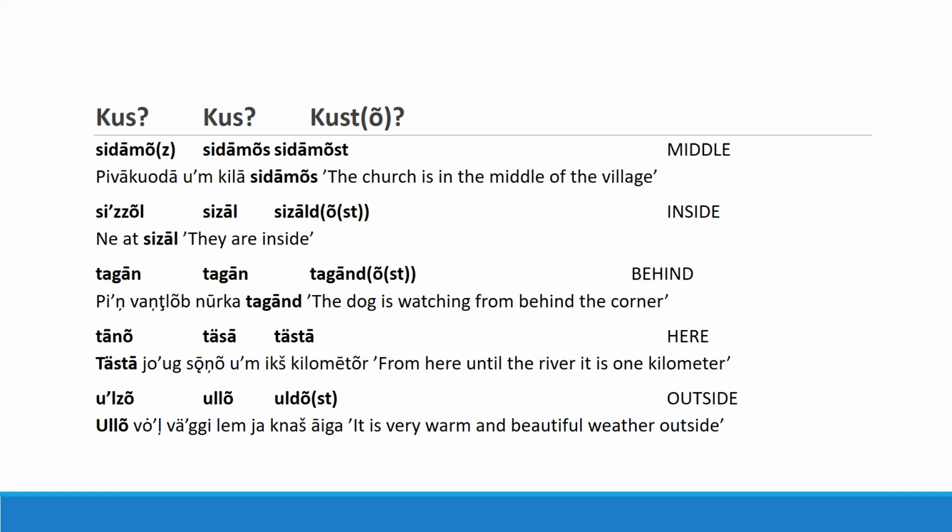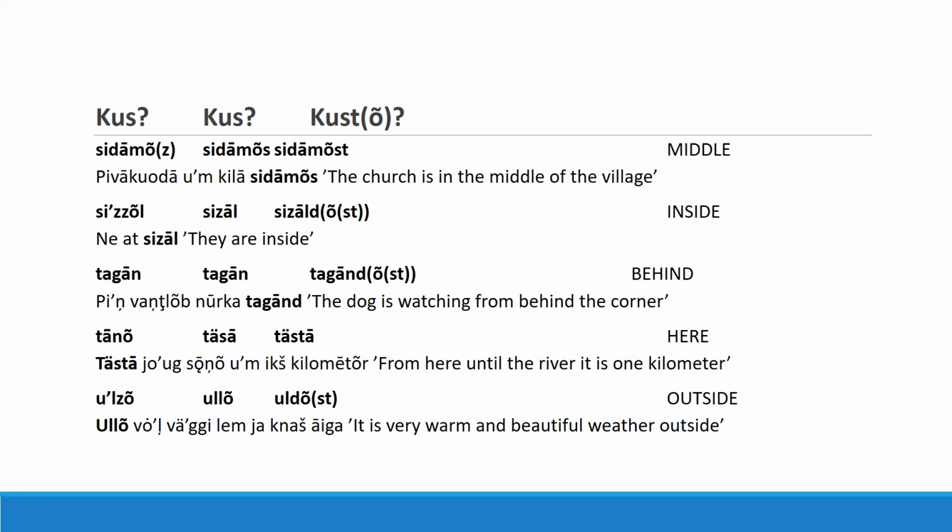And then sisal, sisal, and now several options. Again, there's LT, sisald would be fine already, but often you add this, so sisaldest is also possible. And tagan, this is something behind. Similarities occur really here: to and where, pinvantleb nurka tagant, and it could also be tagandest. Again, ende would be fine, but you can also see tagandest. And tääne, so we had this siin, and to my direction would be tääne, täsa, tästa, so tästa jooksoon 1 kilometer: from here until the river is 1 kilometer.